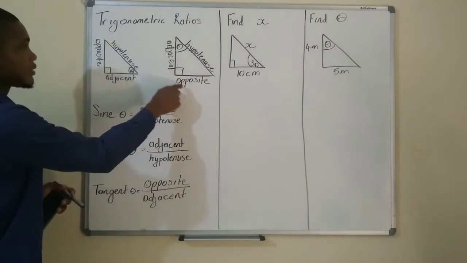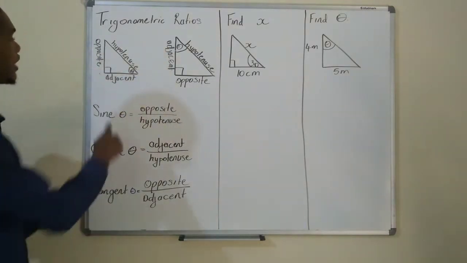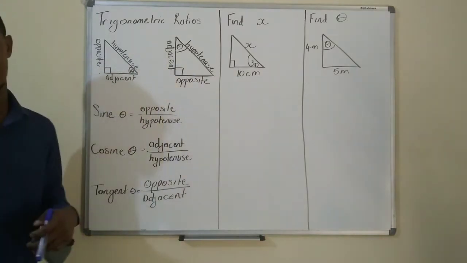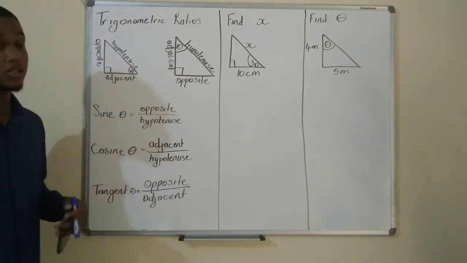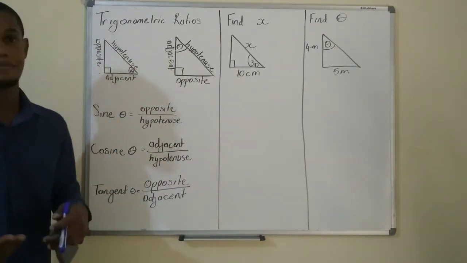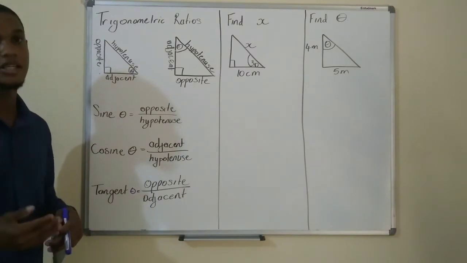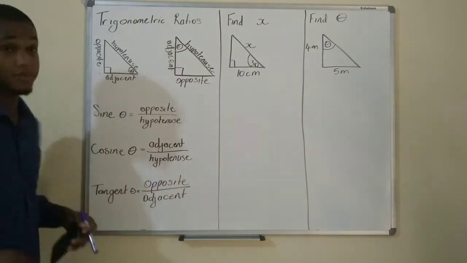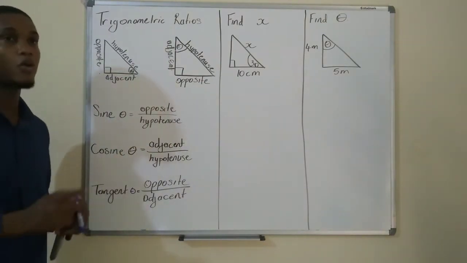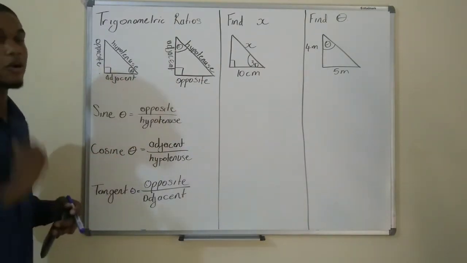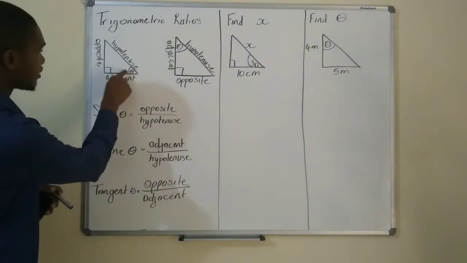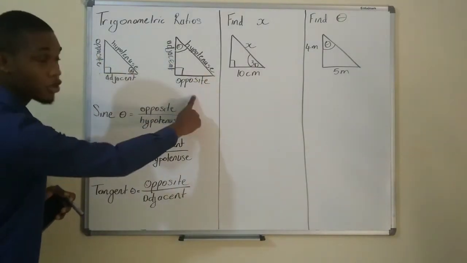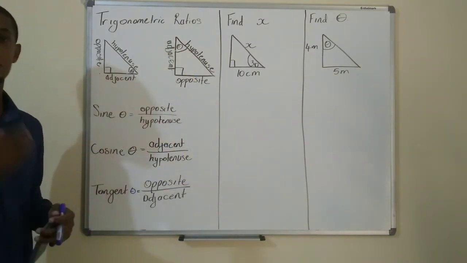Now the opposite and the adjacent sides. If you realize, here adjacent is at the bottom, and here adjacent is at the side. Here opposite is at the bottom, and here opposite is at the side. That's because the opposite and adjacent sides are in relation to their angles. Opposite is always the one that is across from the angle. Here's the angle, and the opposite is across. The angle is here, so the opposite is across.